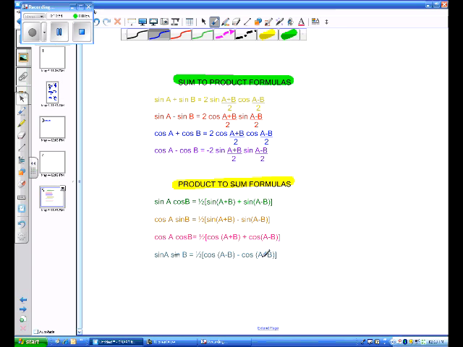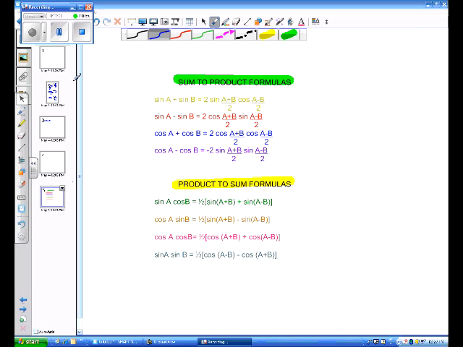So we're going to use this formula right here, sine A times sine B, and that's equal to 1/2 cosine A minus B minus the cosine of A plus B. We have a sine times a sine. So we have sine A, sine B. So this is the formula that we're going to be using for that problem.